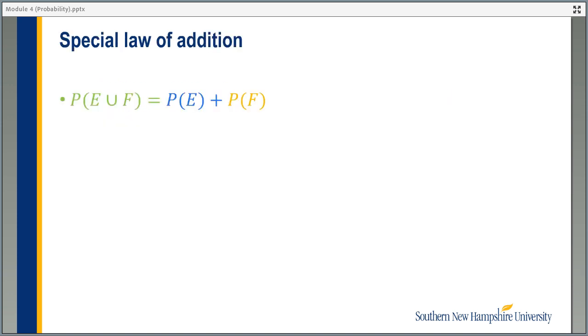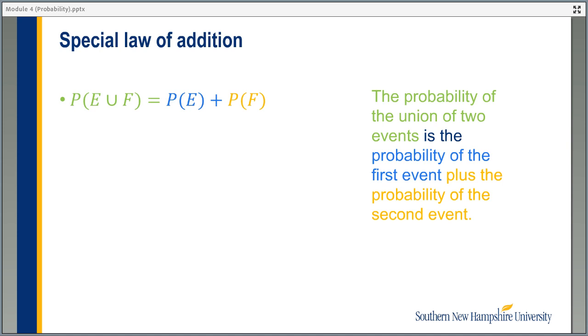If events E and F are mutually exclusive, they have no intersection, and you can simplify the general law of addition to this, which is the special law of addition. We can read this as the probability of the union of two events is the probability of the first event plus the probability of the second event.